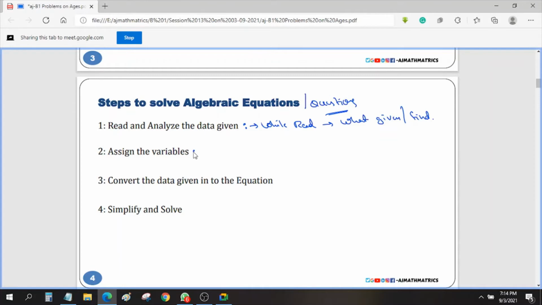Next, assigning the variable. How do we assign the variable? Generally from childhood we are assigning the variables x and y always. But my suggestion, whenever you are solving algebra questions, is to take the first letter of the noun as a variable. This will work in algebra questions, especially in algebra word problems. So whenever you are taking a variable, please consider the first letter of the noun as a variable.